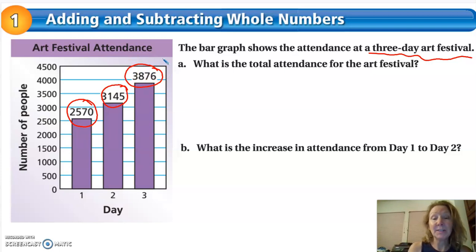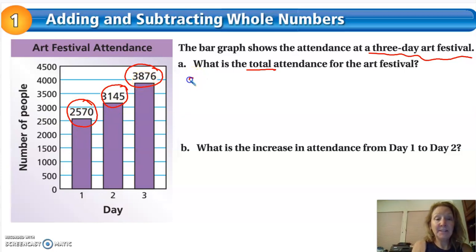The first question says, what is the total attendance for the art festival? I want you to underline the word total. In word problems for my class, I like to underline the math words and circle the numbers. I've already circled the numbers at the top of each bar. Total means that you're adding. Total doesn't always mean that you're adding, but in this case, you have a day 1 total plus a day 2 plus a day 3.